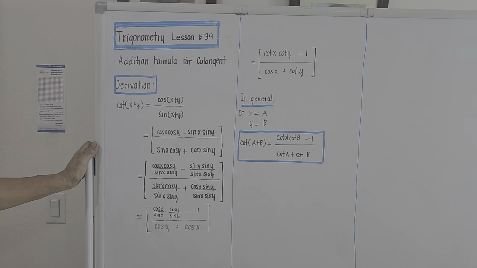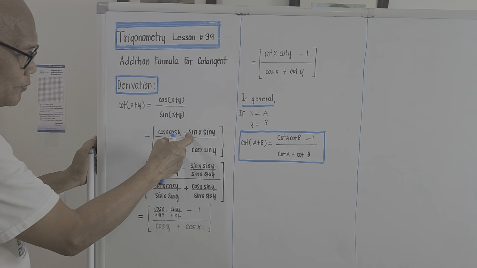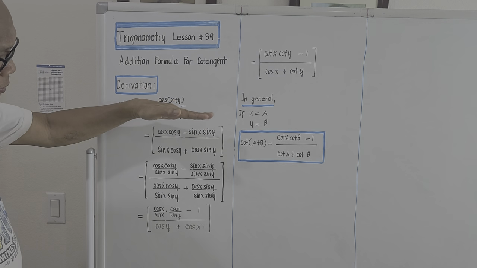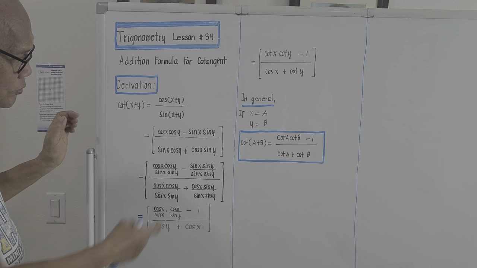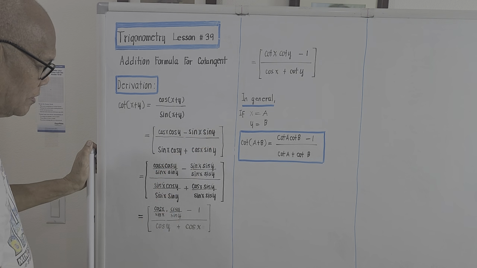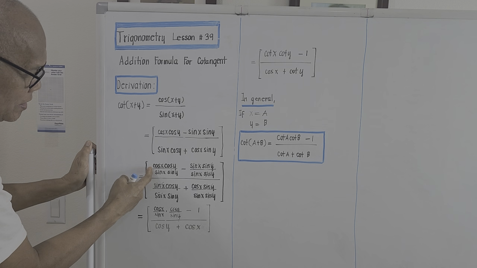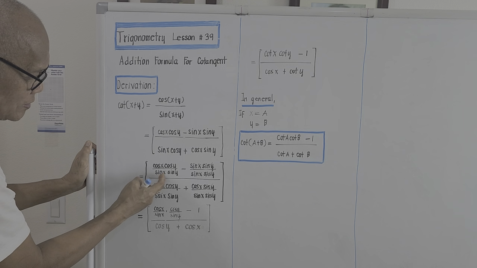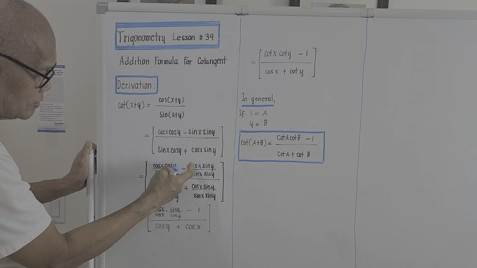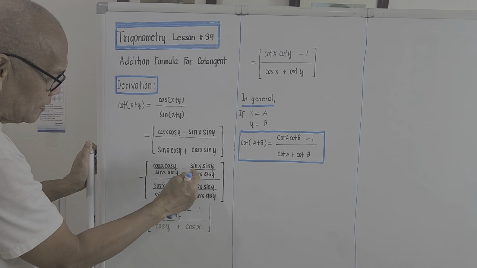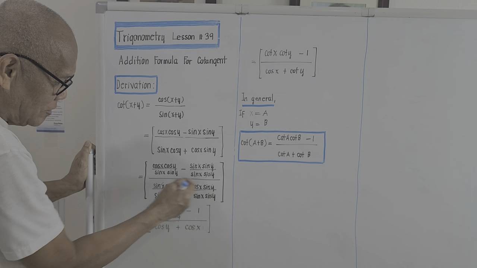Okay, let's try to divide all the terms by sine x, sine y. Meaning all the numerator should be divided by this, and all the denominator should also be divided by this. So I will rewrite this one. This is cosine x, cosine y. We divide that by sine x, sine y. Minus, this is minus, this is sine x, sine y. We will divide that by itself, that is sine x, sine y. All over.